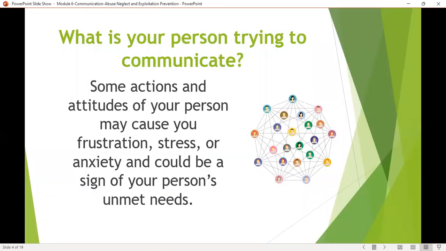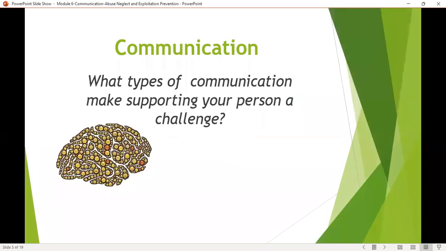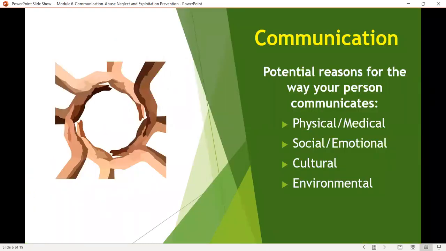What is your person trying to communicate? Some actions and attitudes of your person may cause you frustration, stress, or anxiety, and could be a sign of your person's unmet needs. Your response to your person's unmet needs may be a potential risk factor for abuse, neglect, and/or exploitation. What types of communication make supporting your person a challenge? Potential reasons for the way your person communicates include physical and medical, social and emotional, cultural and environmental. On the following slides are some questions you can ask to understand what your person is trying to communicate.